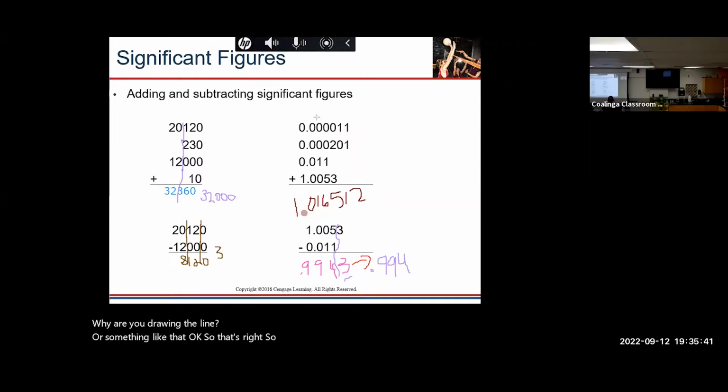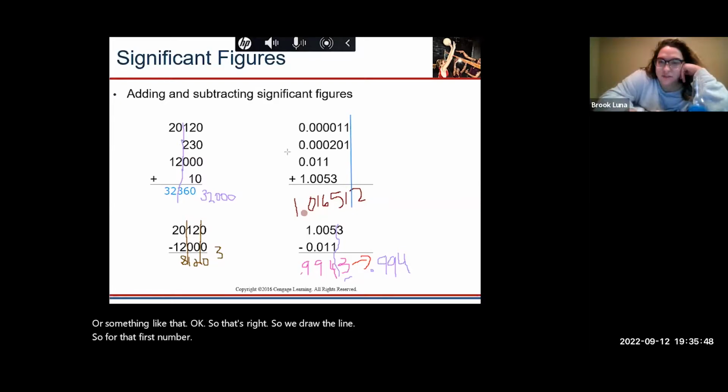So we drew the line. So for that first number, oh, your line came out so much nicer. How weird.